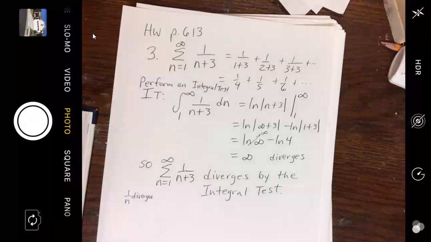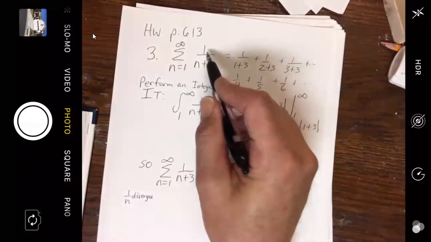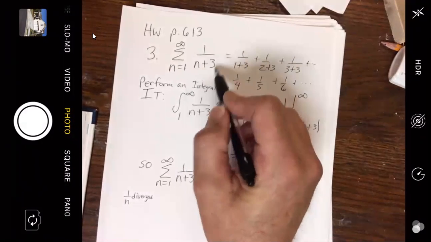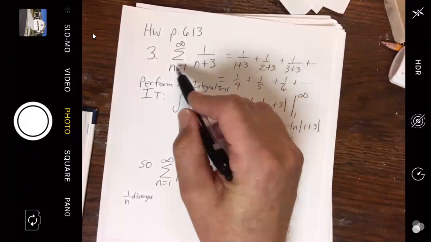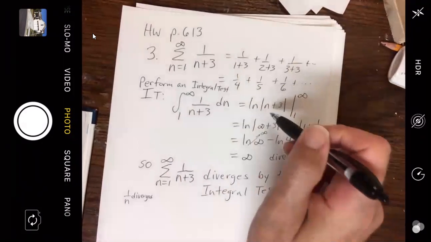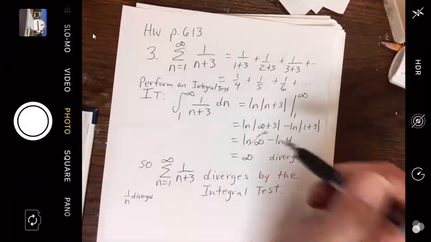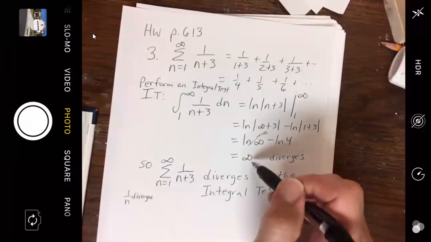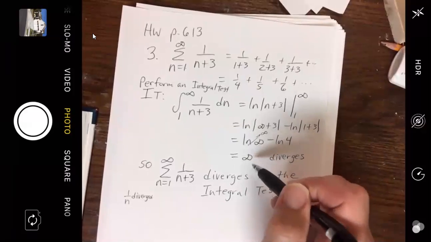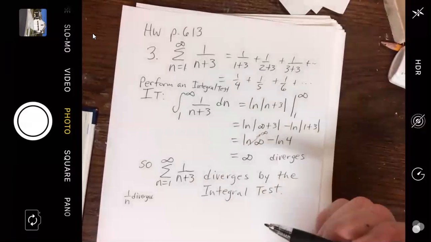Questions about that? No, it makes sense. Okay. We basically take an integral of whatever the terms are, from whatever this to this is. Take the antiderivative, plug in infinity and one, work it out. If that's infinite, it diverges. If it's finite, then your series converges.